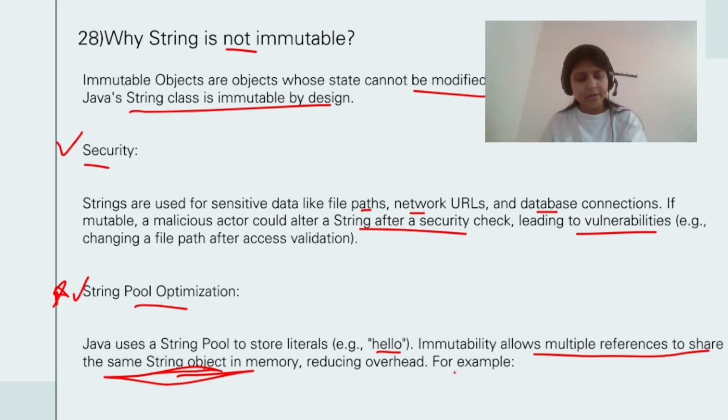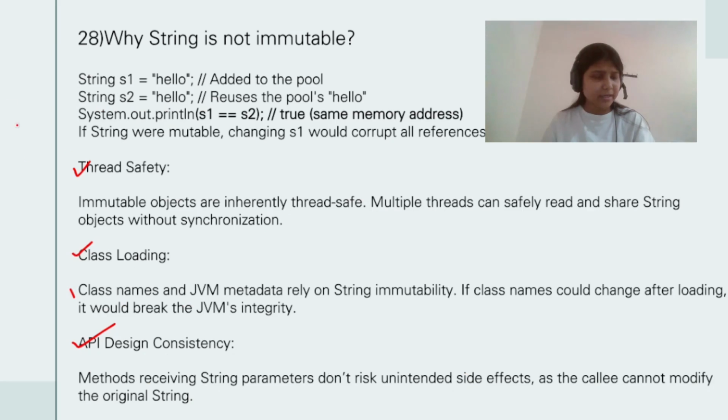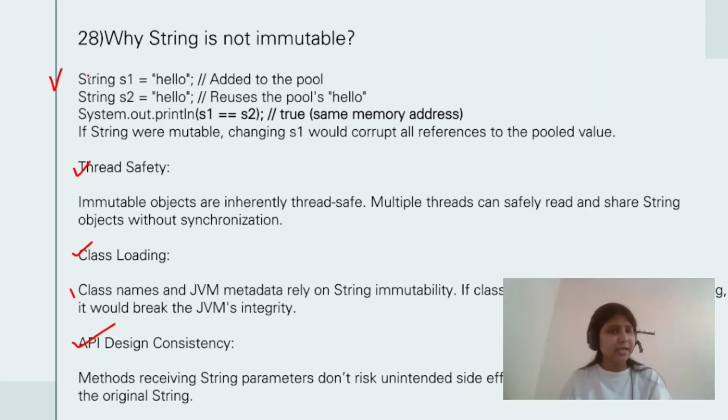For example, first we have String s1 equals hello, which is added to the pool because we are creating it for the first time. Second, we have String s2 equals hello, which uses the same pooled hello. Now we can compare these two. Point to be remembered: this is comparing the string addresses, not the string contents.